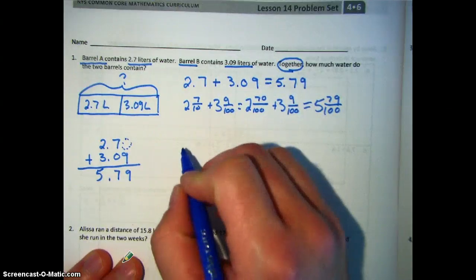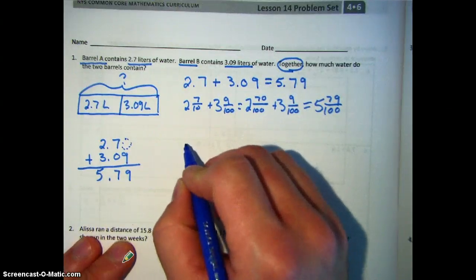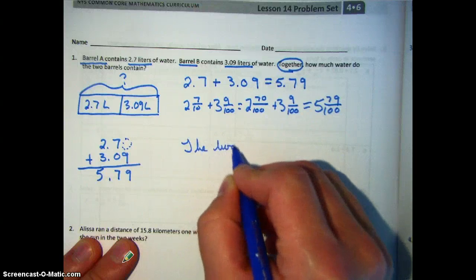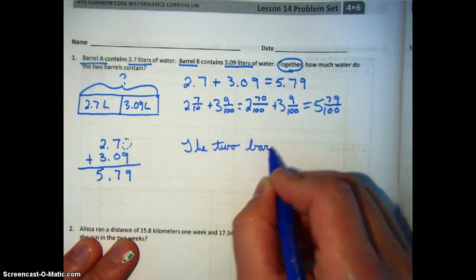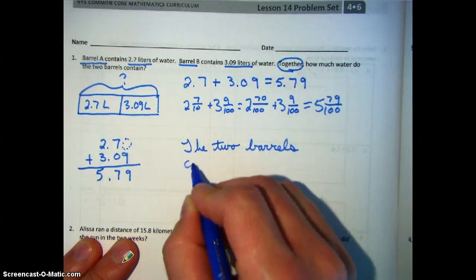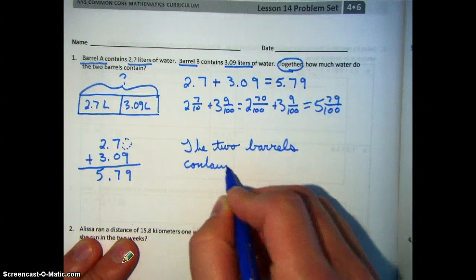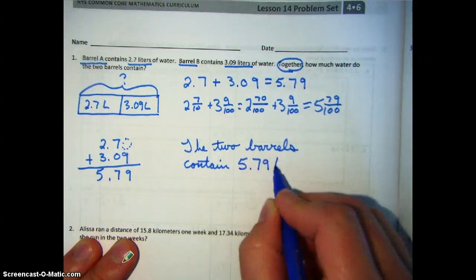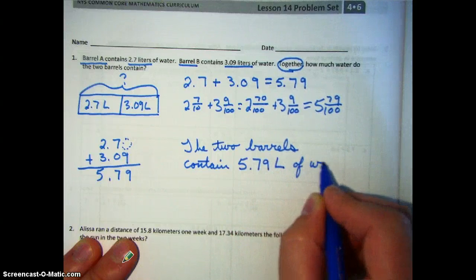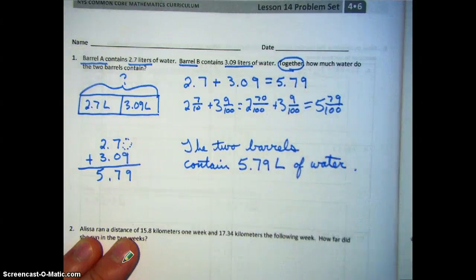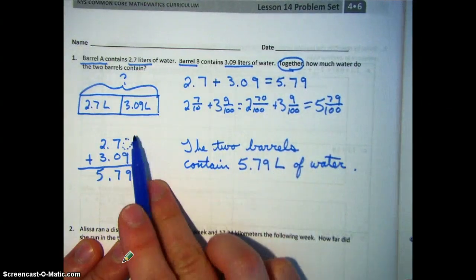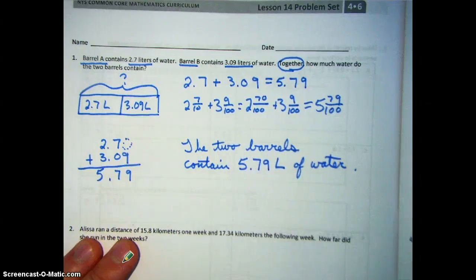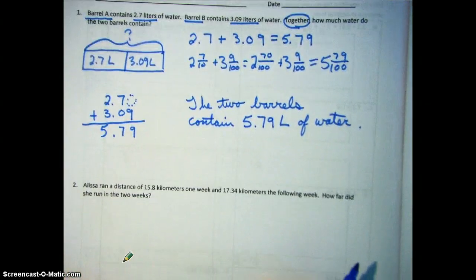So now when we go to write our answer statement, okay, the two barrels contain 5 79/100 liters of water. Okay, so we have our diagram, we have our work, and we have our answer statement. Okay, moving on to number 2.